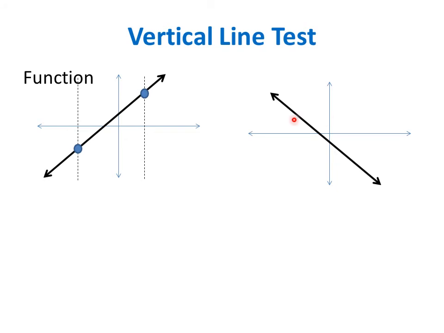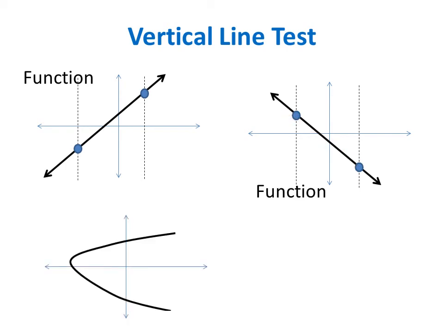Next, let's say we have this line that is leaning to the left. If we draw this vertical line to the left of the y-axis, we have a single point of intersection. If we draw another vertical line to the right of the y-axis, we have a single point of intersection. Therefore, this graph represents a function.